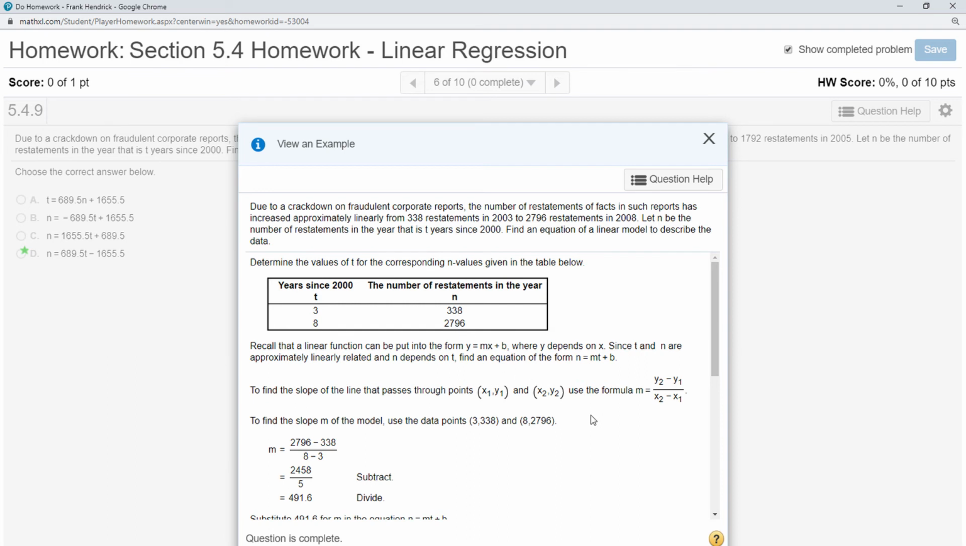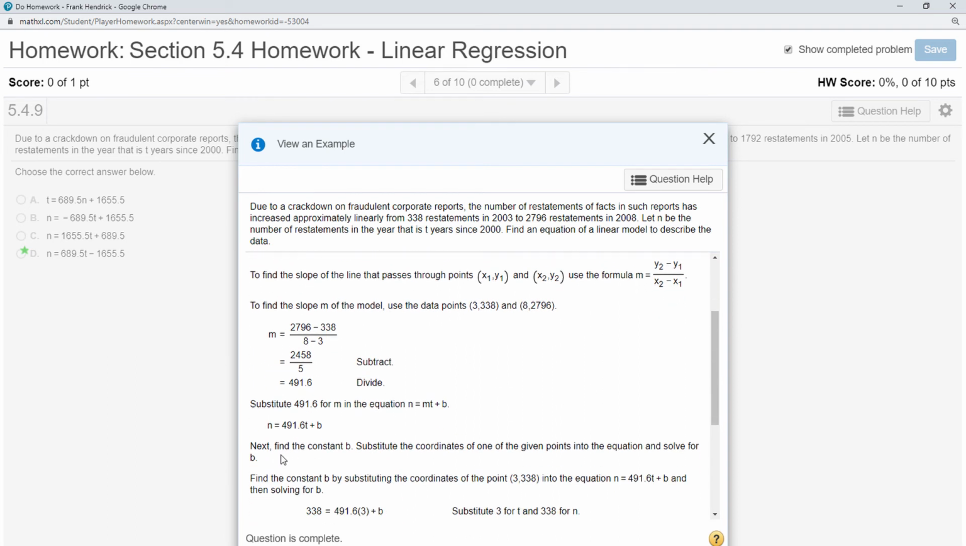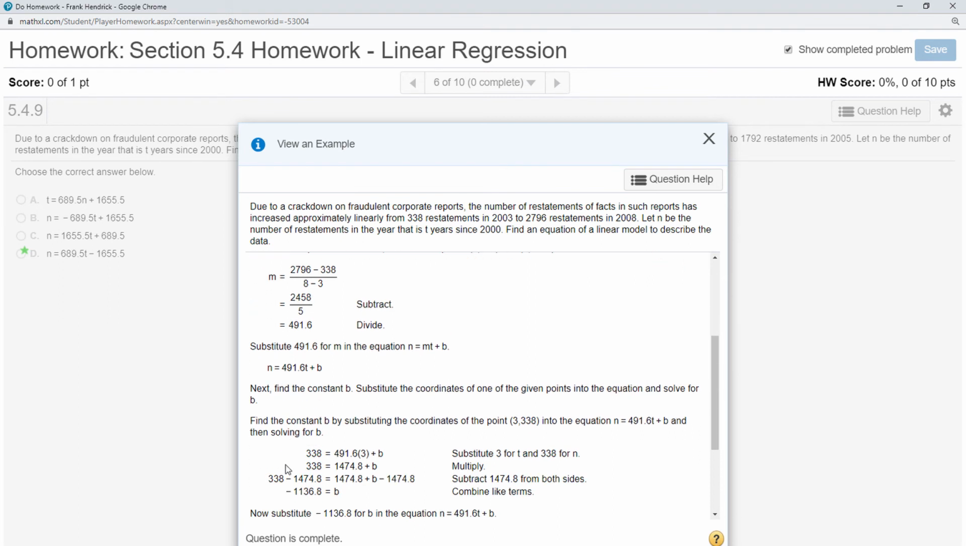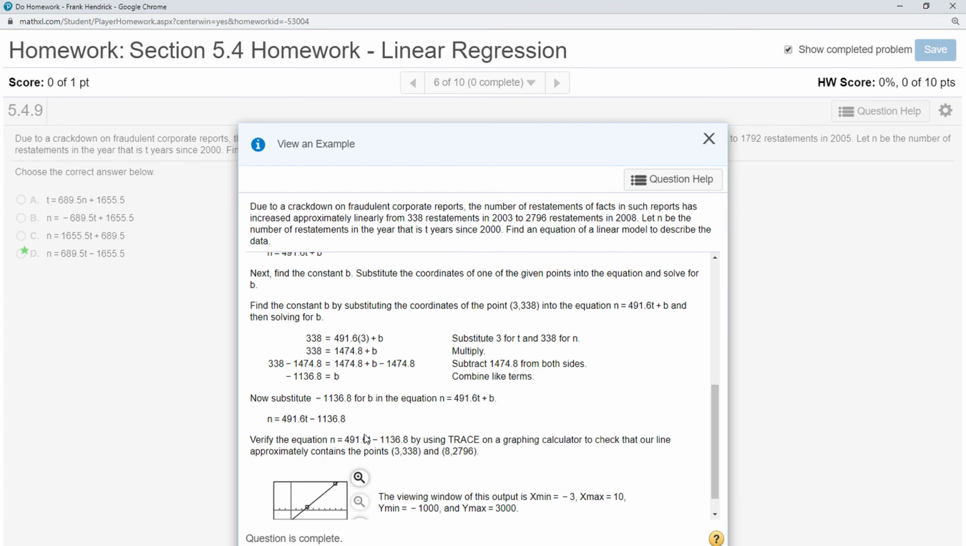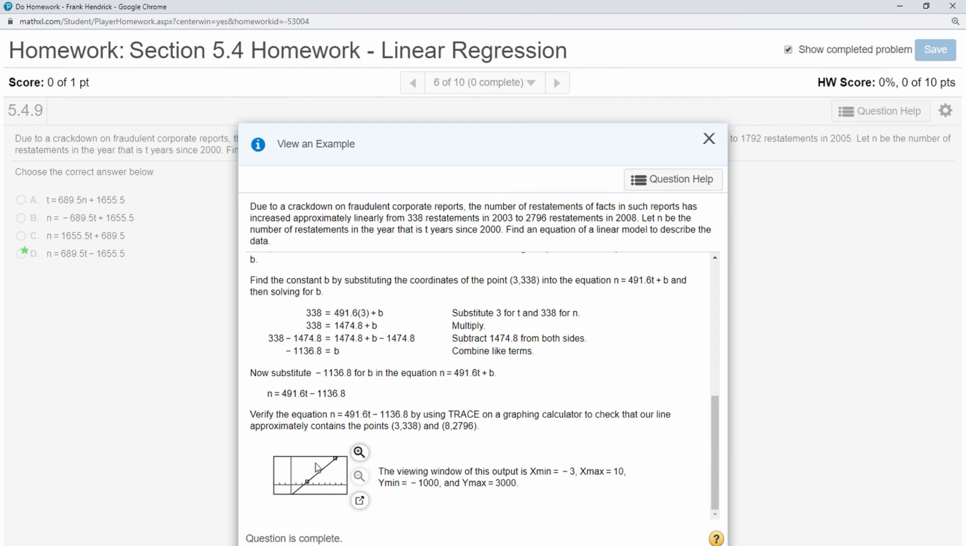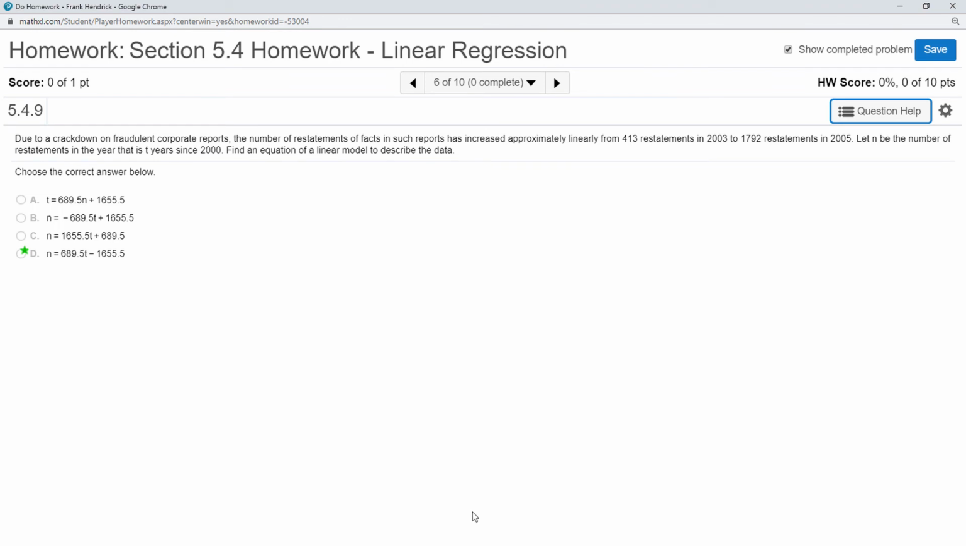So we use the slope formula to find the slope. Now we can plug in a point here to find our y-intercept. So we found our y-intercept, b. So now that we know the slope and we know the y-intercept, we can get an equation. Now you can verify it using a TI-84 or a graphing calculator. Let's do the graph. Now the interesting thing about these models is that the more points you have, the stronger your model is going to be.